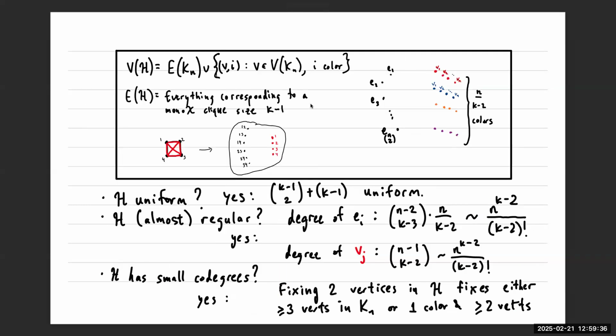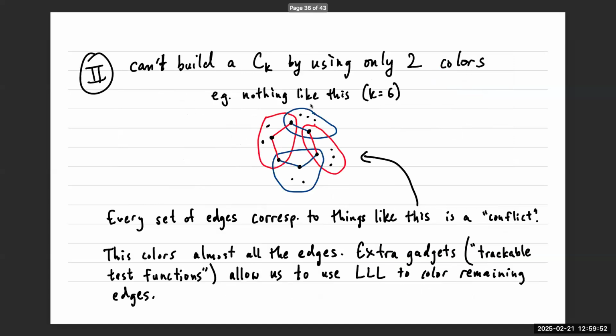And I just said some things. It's uniform. Is it regular? Yes, you have to check. There are two types of vertices, right? Like the colored vertices and the edge vertices, but it works out. And are the codegrees small? Yes. And so it fits. This H satisfies the conditions from the black box that I want to use. And then, okay, I have to cook up the conflicts. All my conflicts are these cliques laid out in a bad way. Okay, and you have to check that those satisfy all the conditions they have to satisfy. But if they do, you're good.